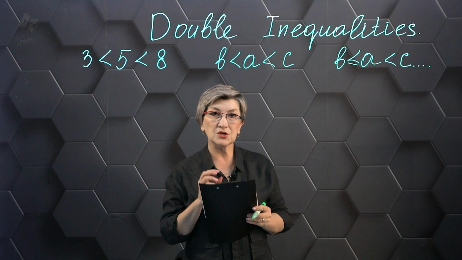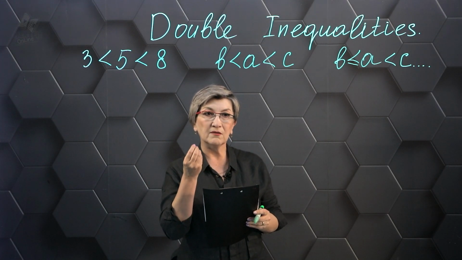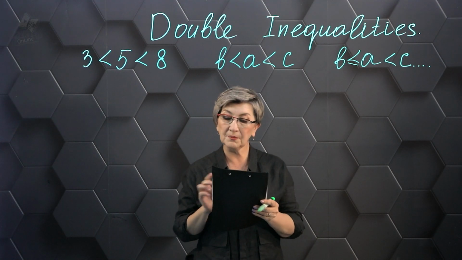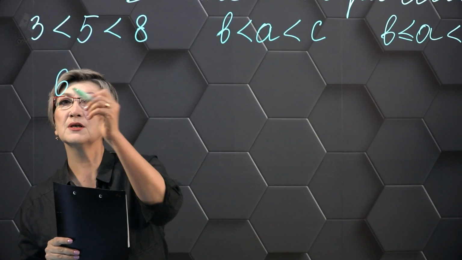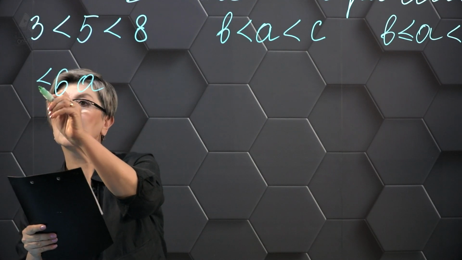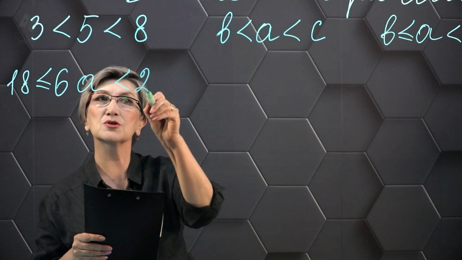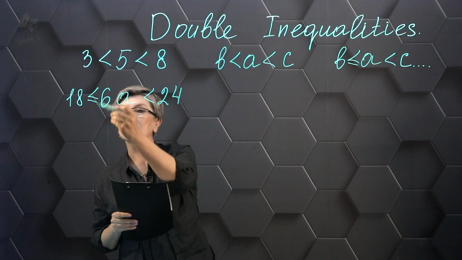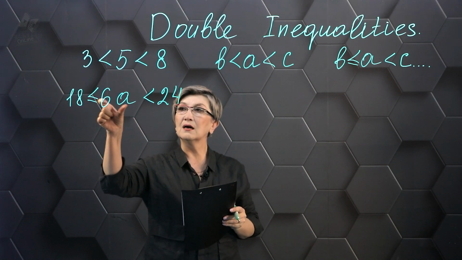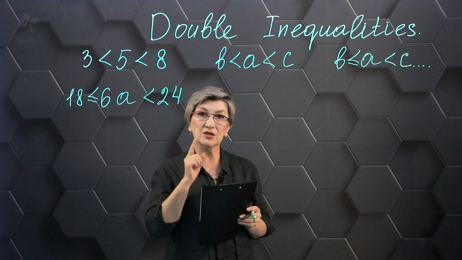And as I promised, we will examine an inequality where a strict symbol is written in one case and a non-strict symbol in another. For instance, if I need to solve such an inequality, 6a is greater than or equal to 18 but less than 24. I need to find values for a in this inequality that will fulfill the conditions of the original inequality.